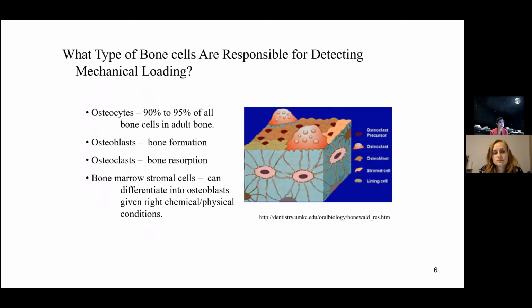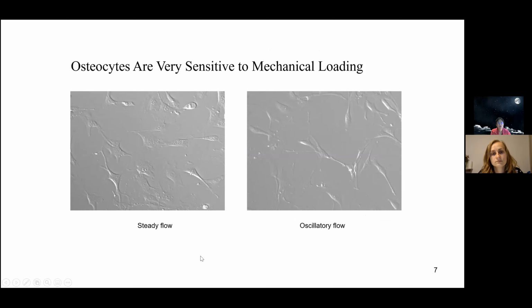There are mainly three types of cells in the bone. There are osteocytes, which are the major cell population. About 90 to 95% of all bone cells are osteocytes in adult bone. There are osteoblasts responsible for bone formation, and osteoclasts responsible for bone resorption. Of course, in the bone marrow, there are also bone marrow stromal cells, which can differentiate into osteoblasts given the right chemical or physical conditions. Now, osteocyte has been accepted as the mechanosensor cell. These cells are very sensitive to mechanical loading.